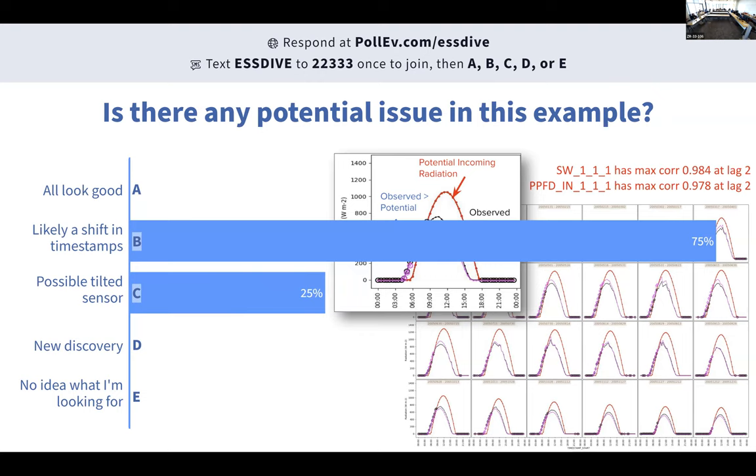For this case, it's likely a shift in the timestamp, and based on the cross correlation, it's a two timestamp shift, so roughly 1 hour likely. Tilted sensor, possible, but less likely. With a tilted sensor you can see a little bit higher radiation in the early morning or later in the afternoon, but typically you have a skewed distribution, toward either the morning or the afternoon. So it's possible, but most likely this is a shift in your timestamp, likely 1 hour.